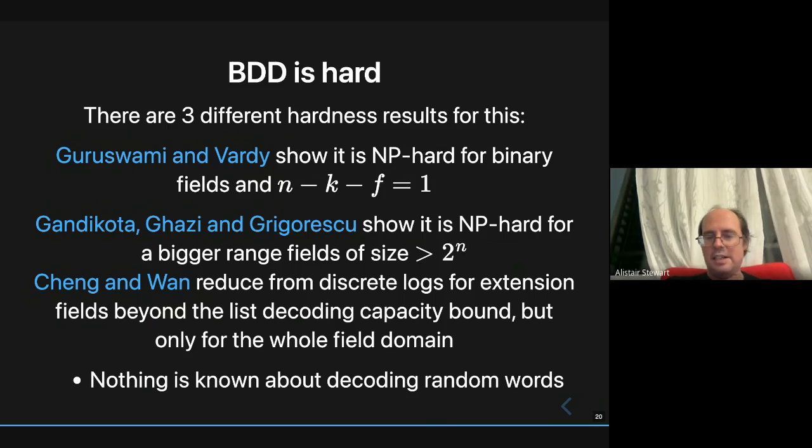We really have no idea about whether bounded distance decoding of random words is hard or easy. It looks hard. Yeah, that's all I wanted to say.